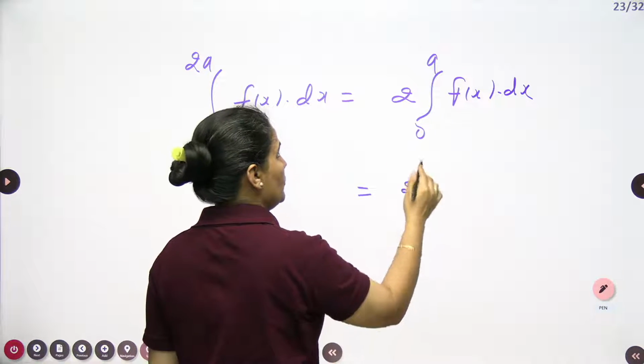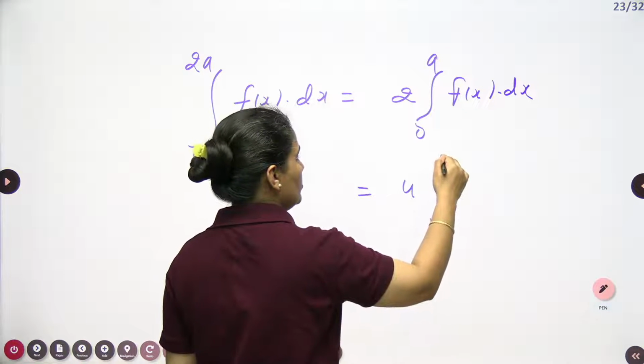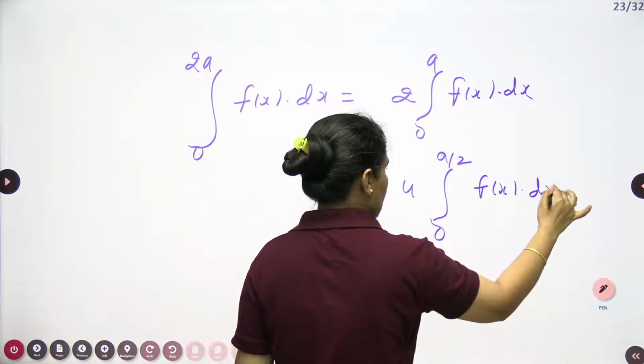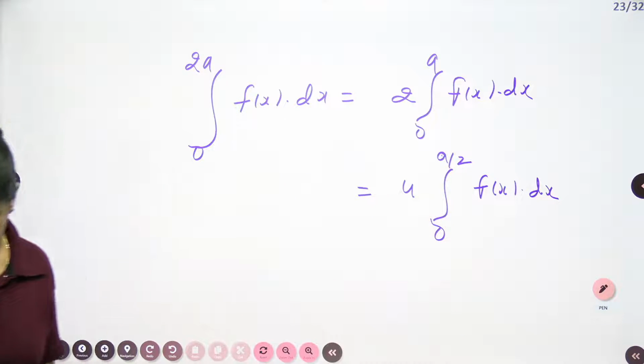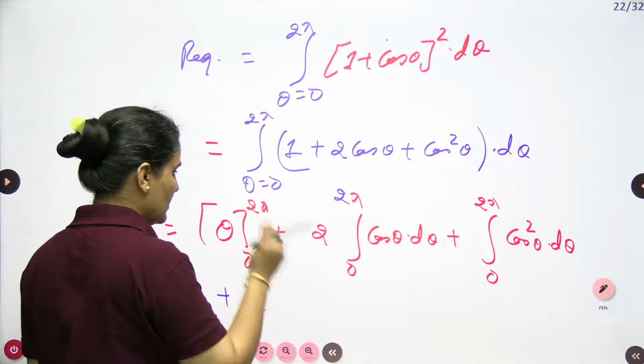So you can go with this a by 2. So this will be 2 into 2, 4, 0 to a by 2 f(x) dx. Like this we can approach the question. Okay, so like this we can approach. So that's why I want to use the same technique here.